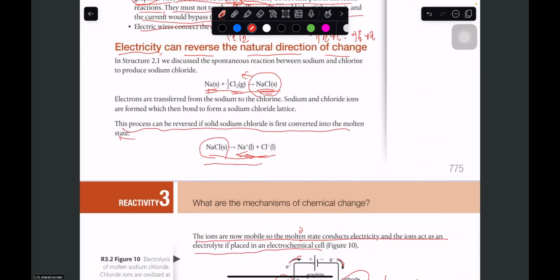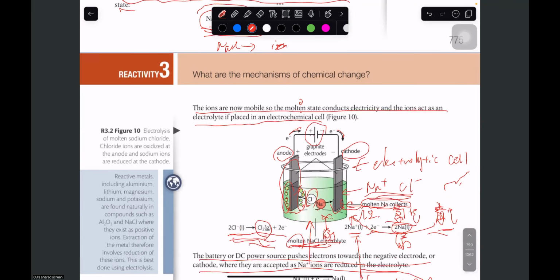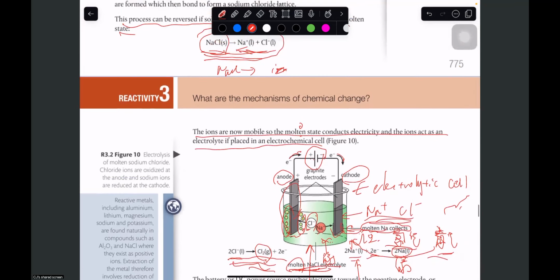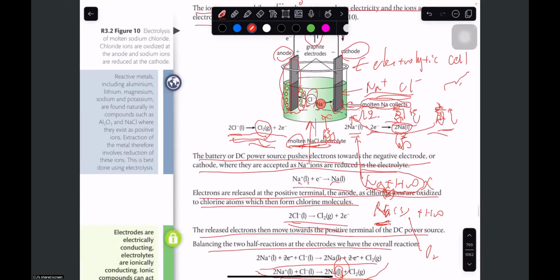Actually, when we put the salt into water to make a solution, it will ionize like this, right? The salt will produce two kinds of ions. But if we use an electricity supply, we will reverse this reaction. We would make these two kinds of ions produce their elements.